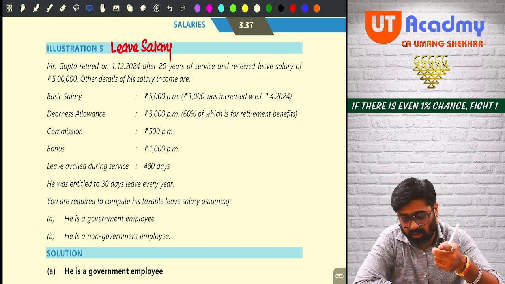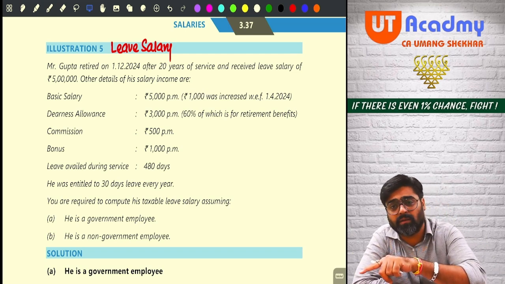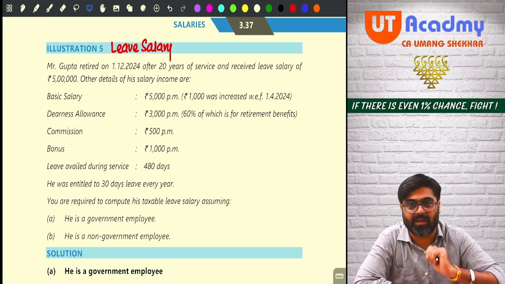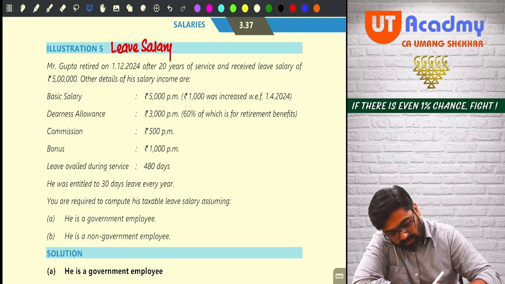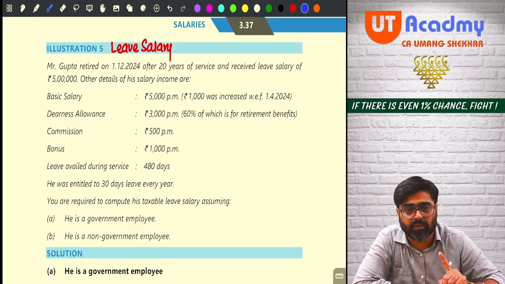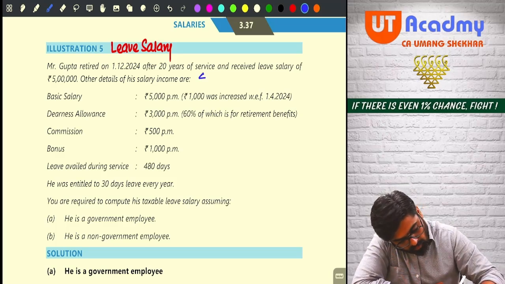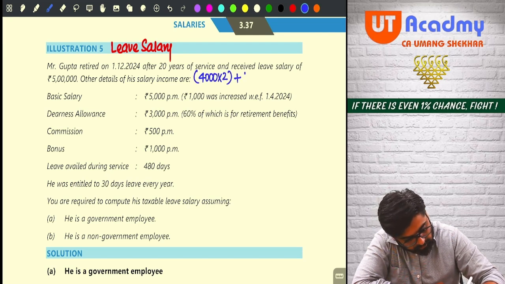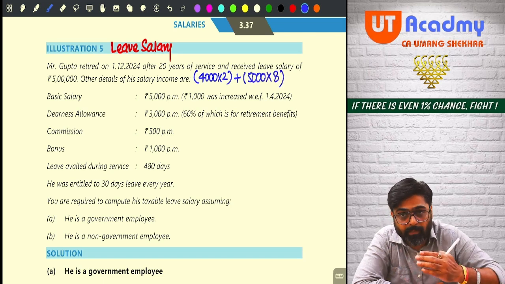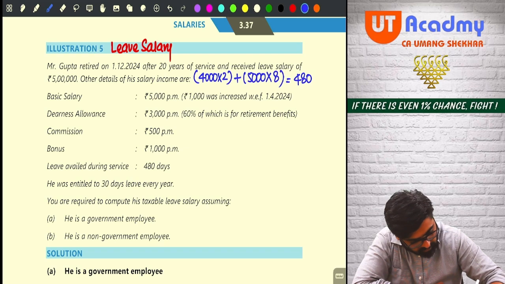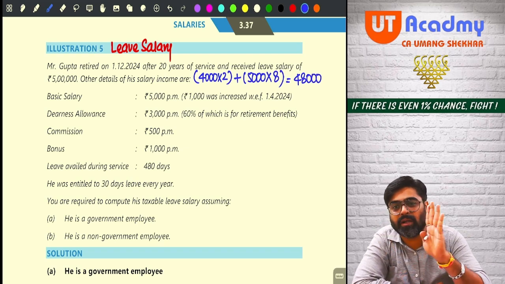And the basic prior to that, for the month of March as well as February. Because I will have to take from February till November, 10 months. So basic was, come on, tell me, did you understand? So basic salary: 4,000 into 2 for February and March plus 5,000 into 8 from April to November, and that will give me 48,000.